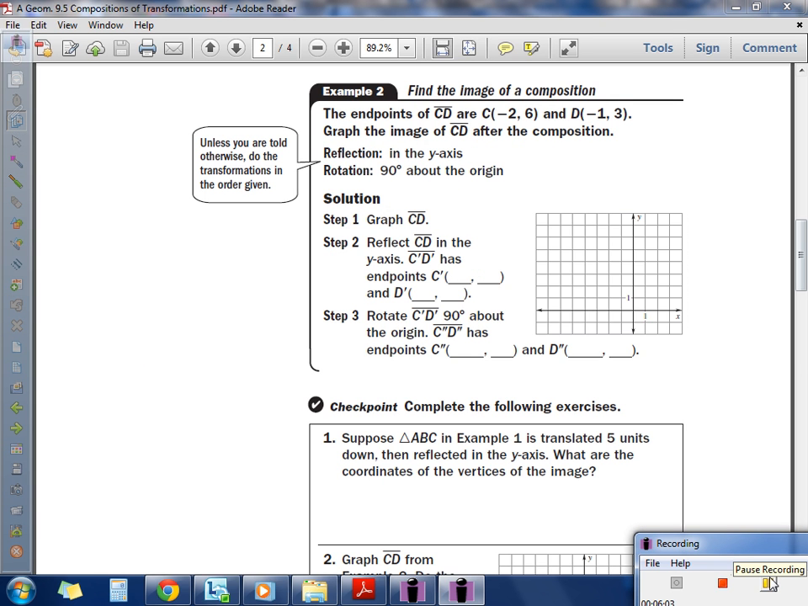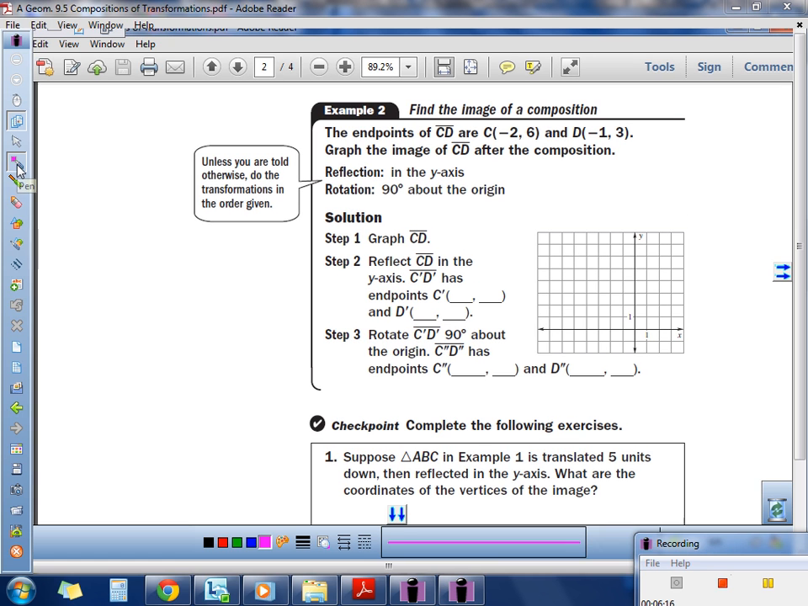All right, example 2 is a little bit more challenging. First thing you need to do is graph that line segment CD, and then we'll be performing this reflection and rotation. So let's graph CD real quick. It's going to be -2 up 6.